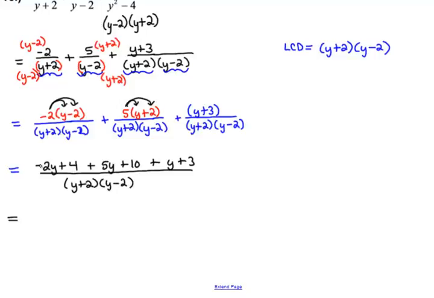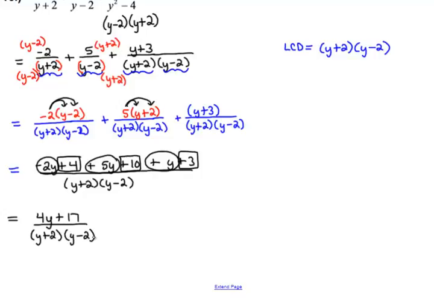Add all my like terms. I have a negative 2y plus a 5y plus a 1y. So negative 2 plus 5 is 3. 3 plus 1 is 4. So I have a 4y. And then I have a positive 4, positive 10. So that's 14 plus 3. So that's plus 17 over y plus 2 times y minus 2.